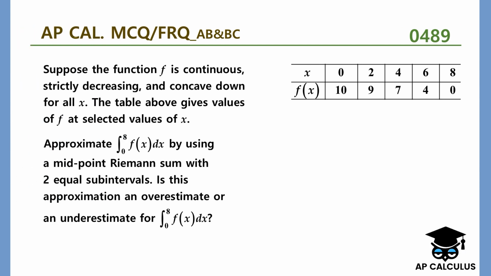Question 489. Suppose the function f is continuous, strictly decreasing, and concave down for all x. The table above gives values of f at selected values of x. Approximate this definite integral by using a midpoint Riemann sum with 2 equal subintervals. Is this approximation an overestimate or an underestimate for this definite integral?